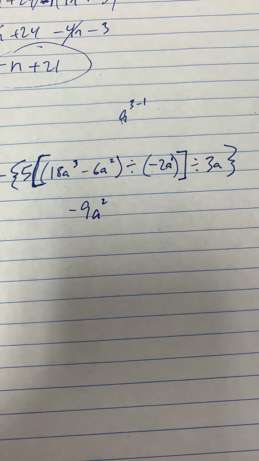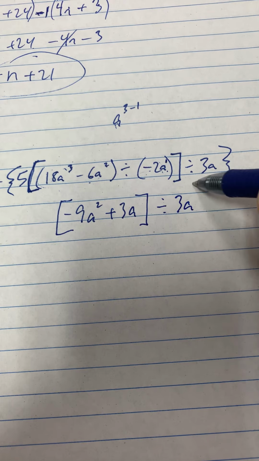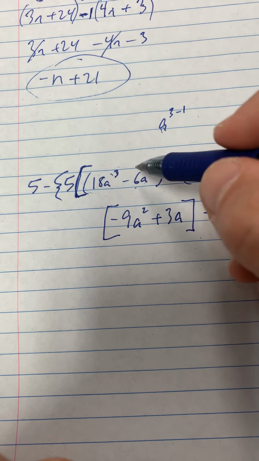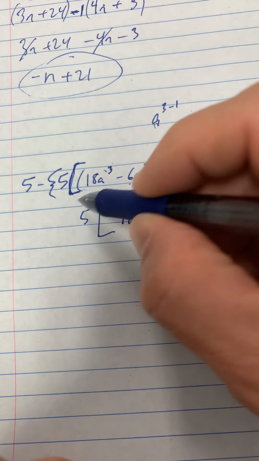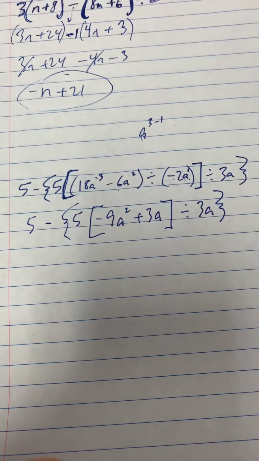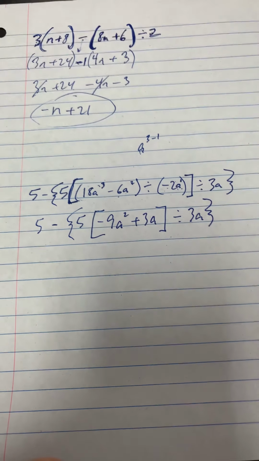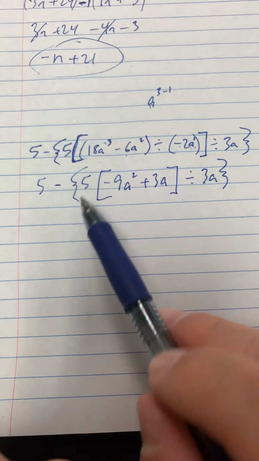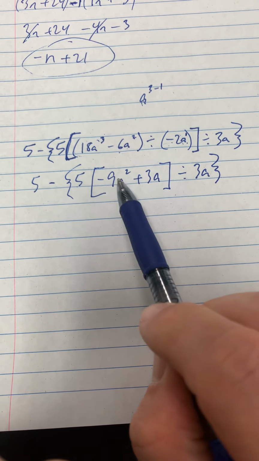So I've divided all this, and I still have these brackets here. I'm just going to rewrite everything that I haven't done yet. I still have this 5 here, and this negative here. Now, next step is we're going to distribute this.